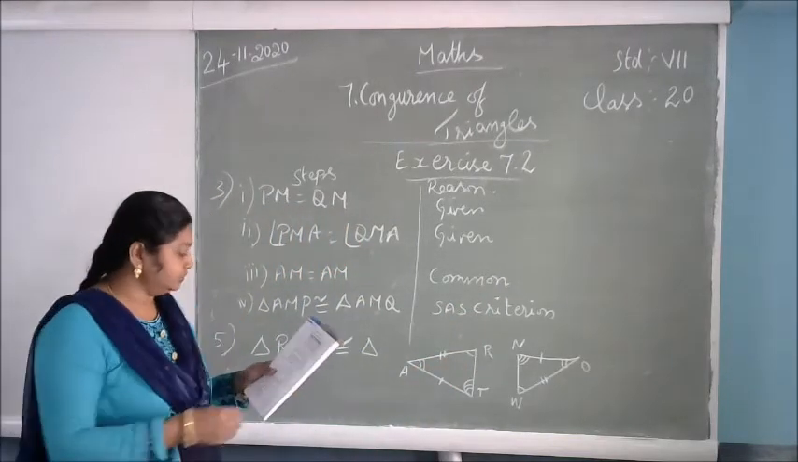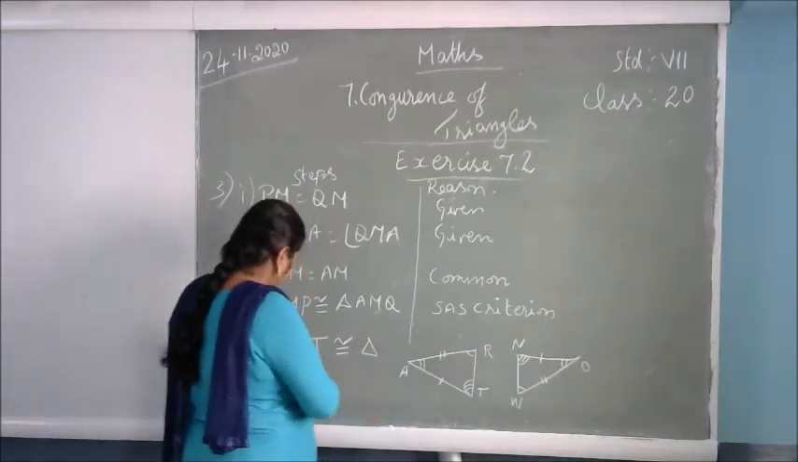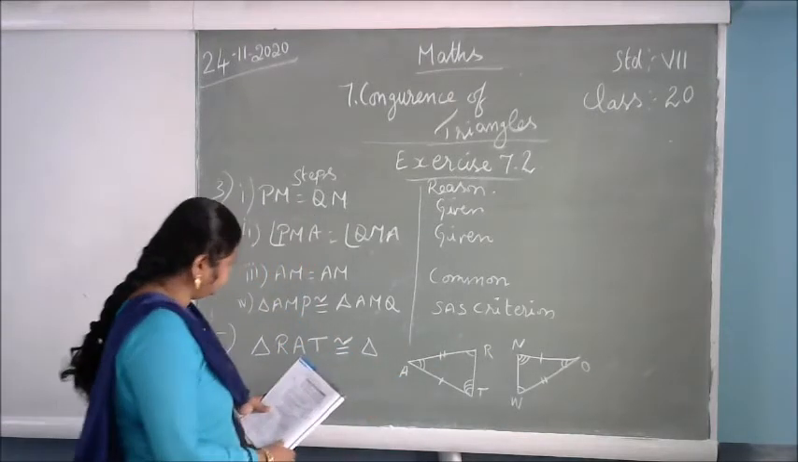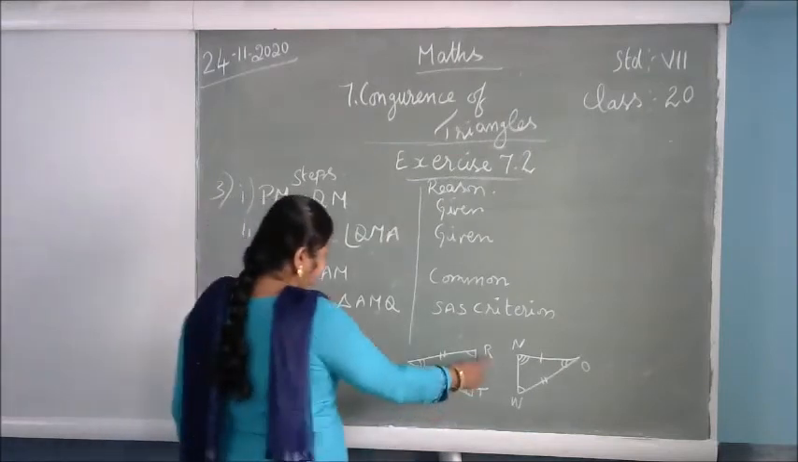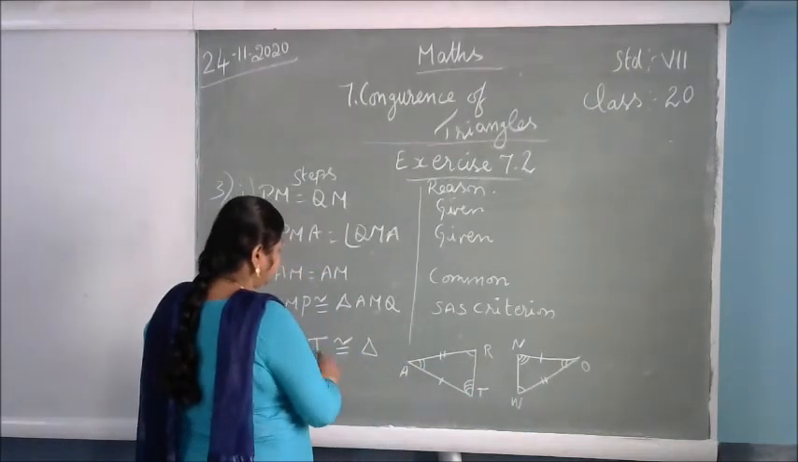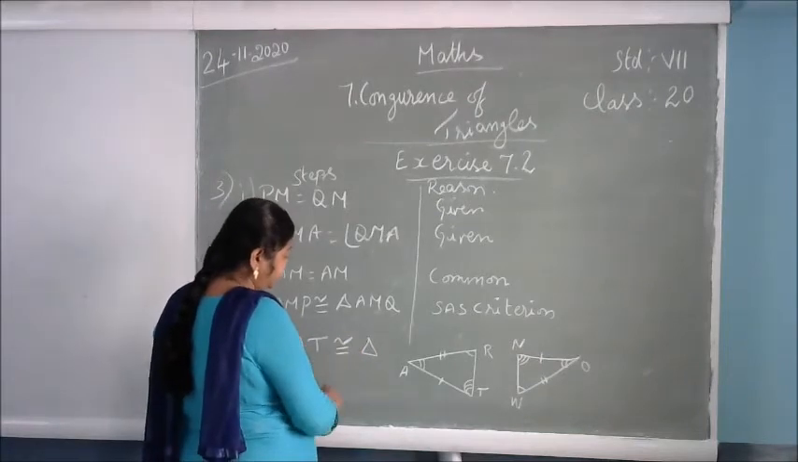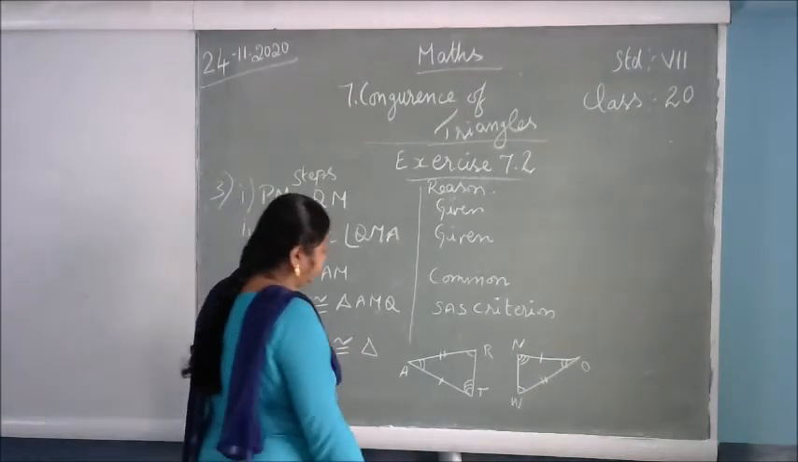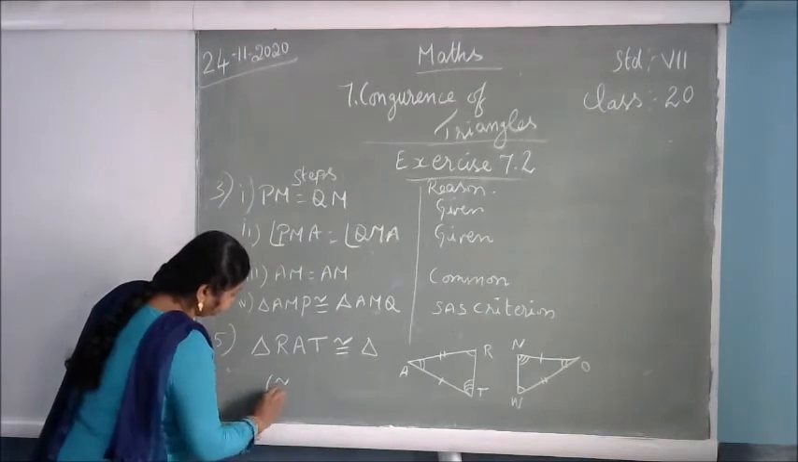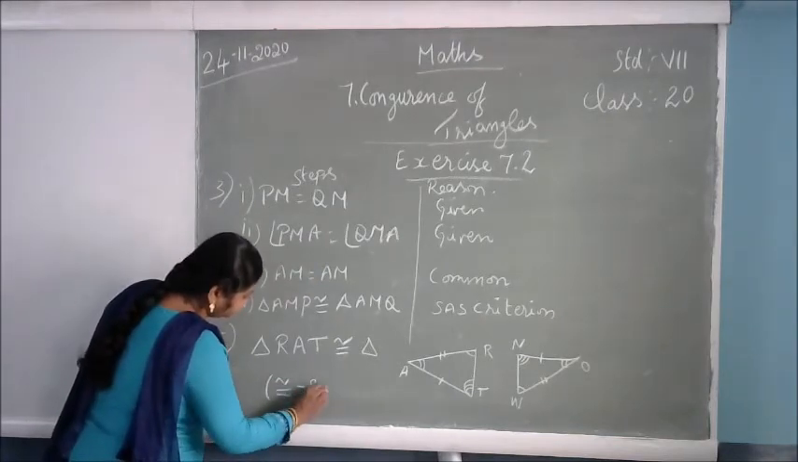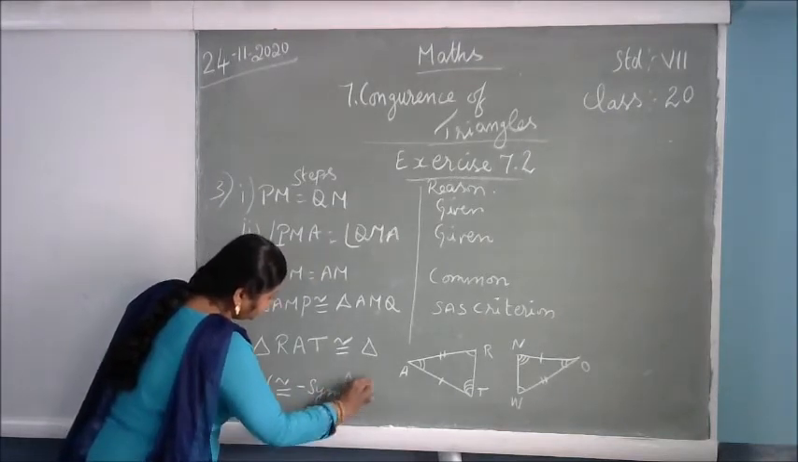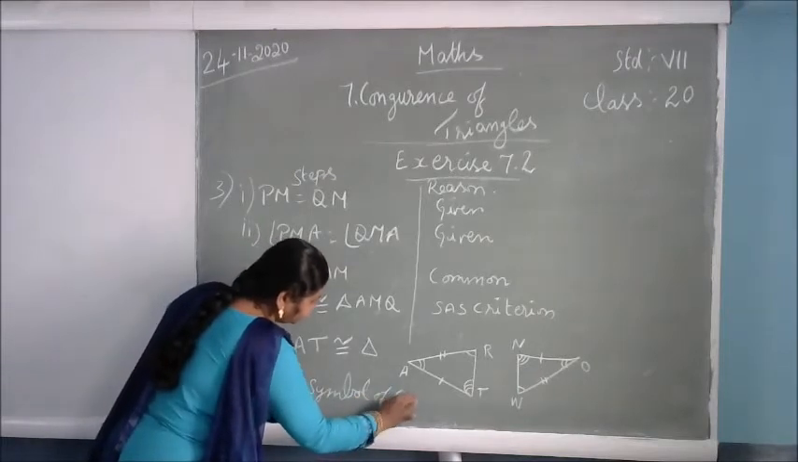Now the fifth sum. In this figure, triangle RTA is congruent to. This is the meaning of congruent. See here is the symbol of congruent.